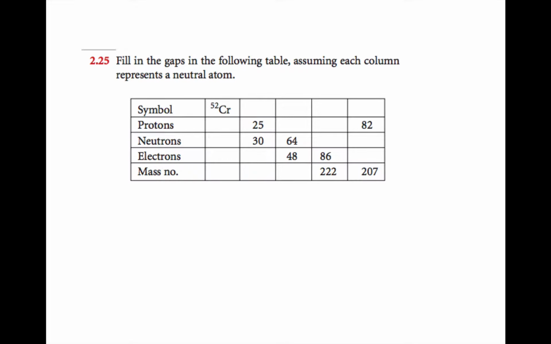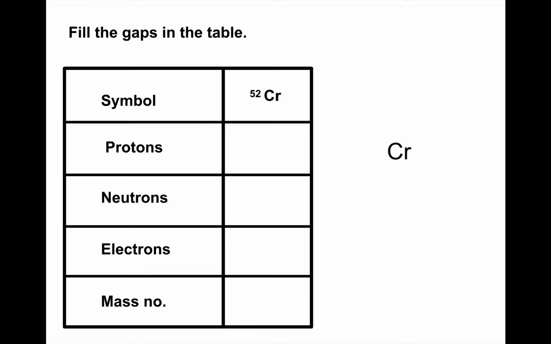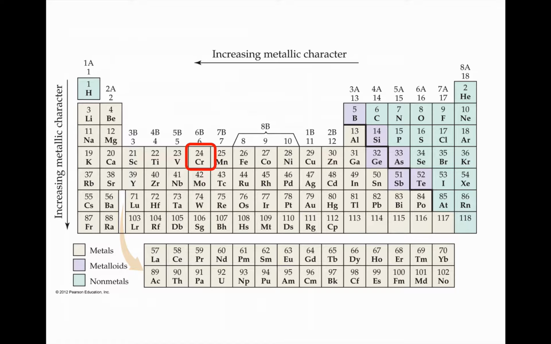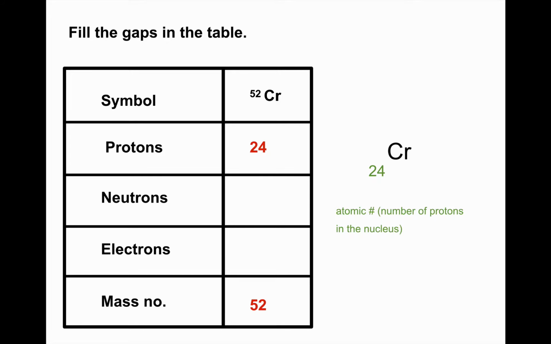Fill in the gaps in the following table, assuming each represents a neutral atom. So we have the symbol for chromium-52. If it's chromium-52, it has a mass number of 52. Chromium is number 24 on the chart, because it has 24 protons in its nucleus.